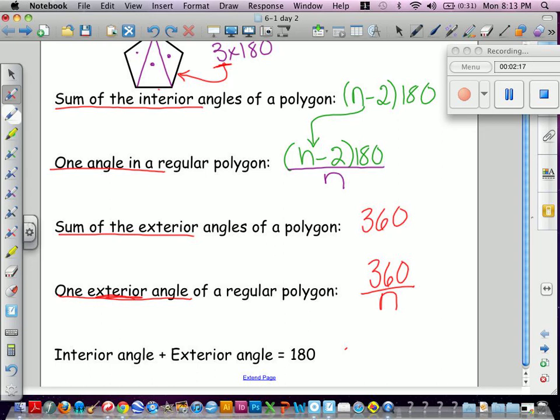Remember also, when you have an interior and an exterior angle, they will equal 180. In this pentagon, here's my interior angle. When I extend the side, I get my exterior angle. Together they make a straight line, which equals 180.